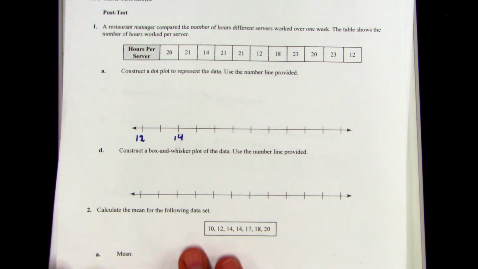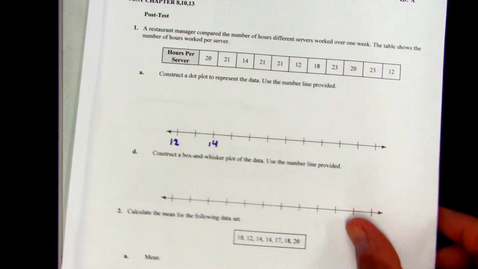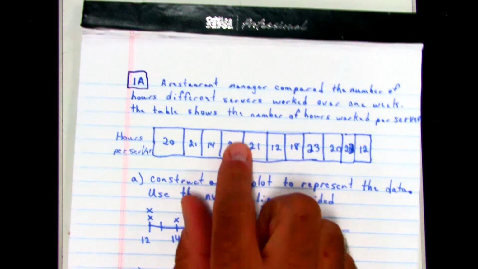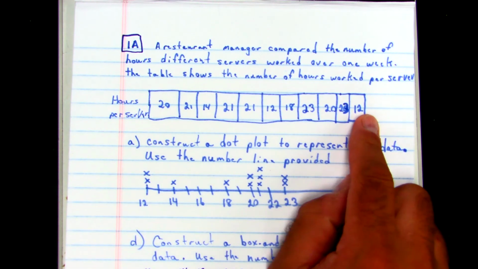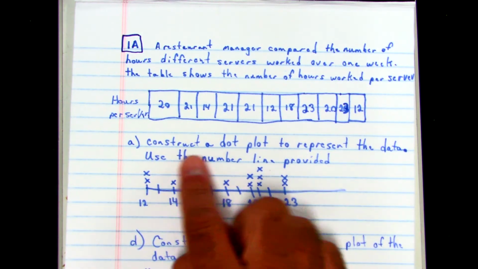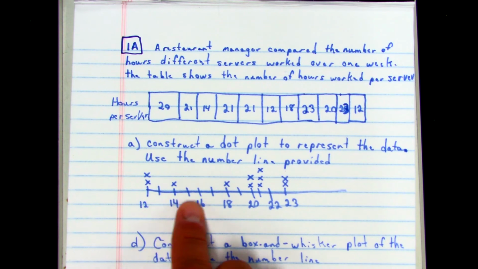All right. So I'll show you what mine looks like for question 1, following the format. Here I rewrote the question and rewrote what they gave me. Then it said construct a dot plot. So I went ahead and made my own graph and constructed the dot plot. As you can see, I put tick marks there and increased amounts.